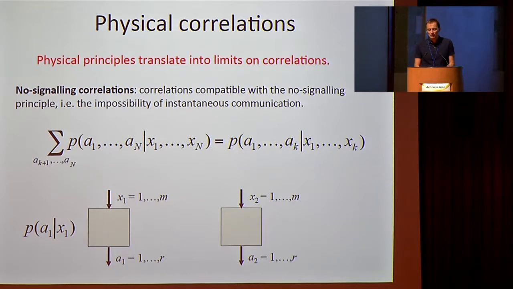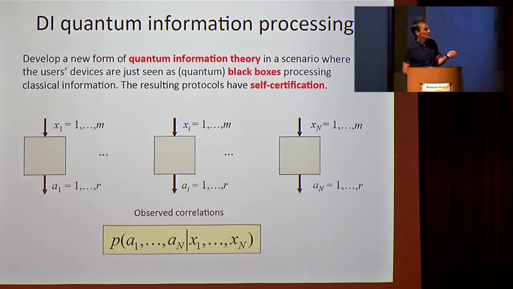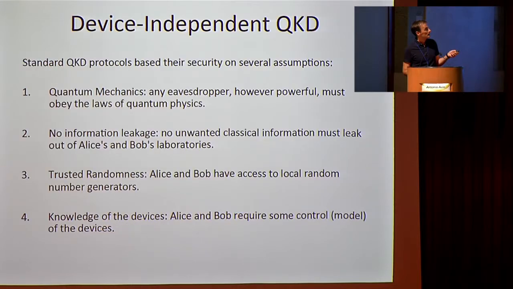So they can do many weird things, but they have to be compatible with the laws of physics that we know today. And here's the message. As you will see, this is important because physical principles impose limits on correlations. And by correlations, I mean this.